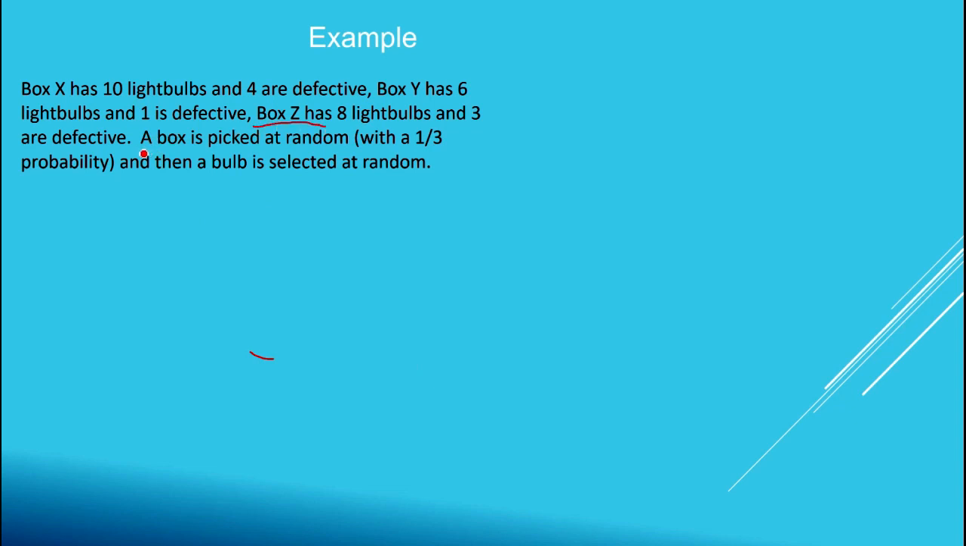We're going to run a 2-step experiment. In the first step, we're going to randomly select a box. That means we're going to select each box with a probability of 1/3. Notice that this satisfies our 2 rules of assigning probabilities. Since 1/3 is between 0 and 1, and we have 3 boxes, and 1/3 plus 1/3 plus 1/3 is equal to 1. Once we've selected the box, we'll select a bulb, and then we'll test to see whether or not that bulb is defective or non-defective.